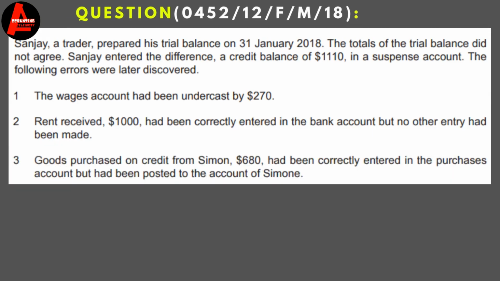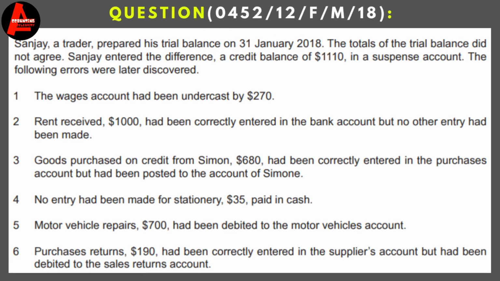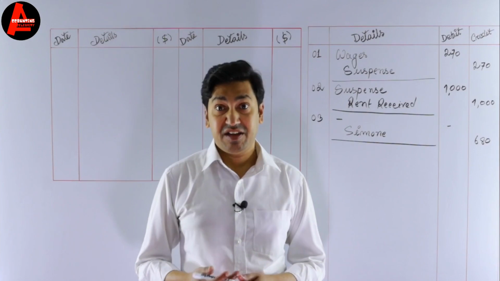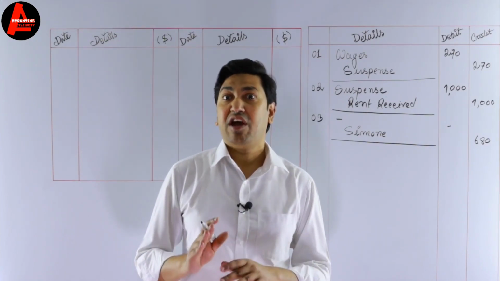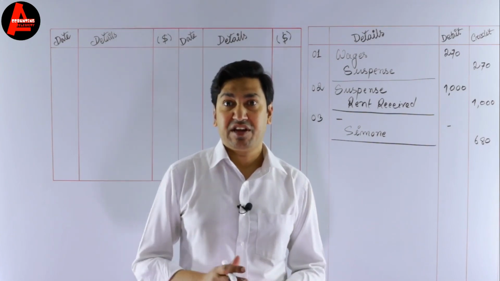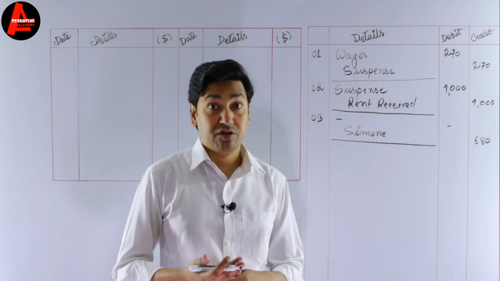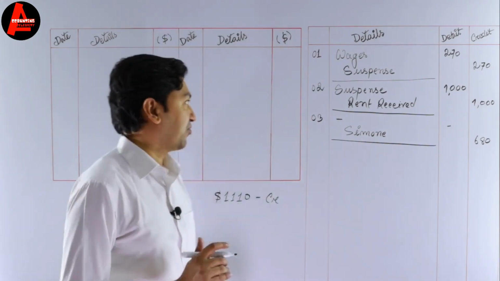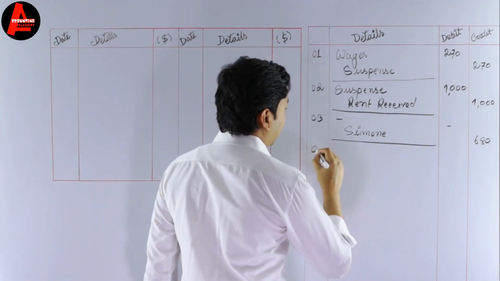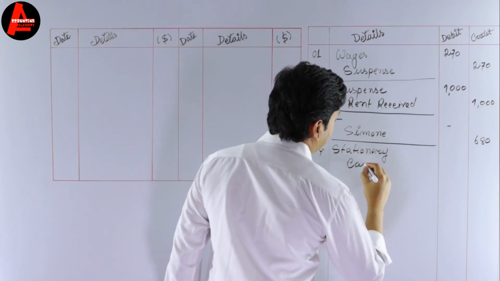So next one is number 4. What is written there? No entry had been made for stationery $35 paid in cash. So stationery, what is this? It is an expense. Expense is debit and it is paid in cash, so cash credit. No entry had been made, that means this transaction is not recorded. It will be a normal journal because there is no entry. So it is an error of omission. For the error of omission, there will be no suspense account, don't forget. So let us write here number 4, stationery debit, and cash account to be credited.